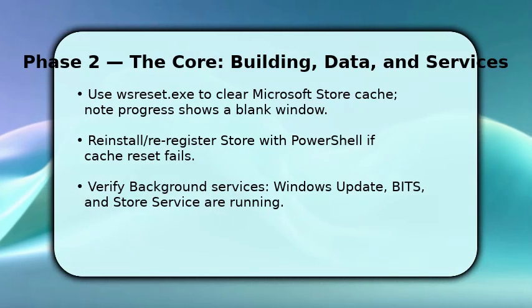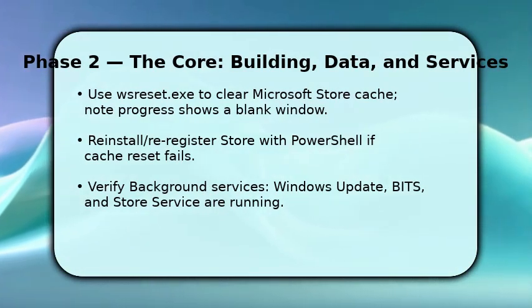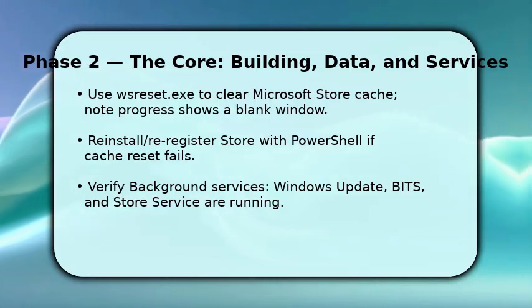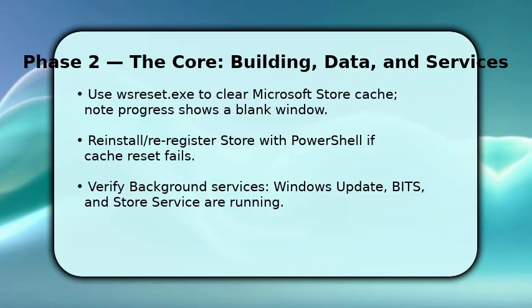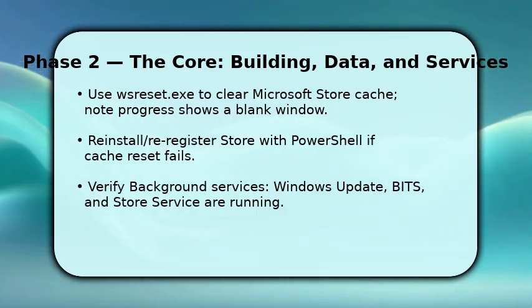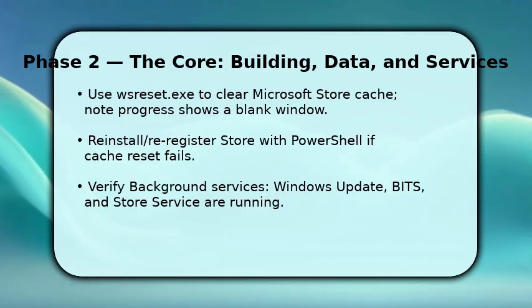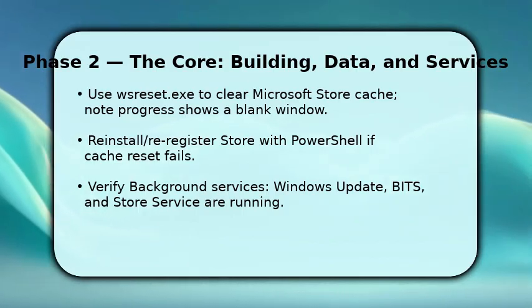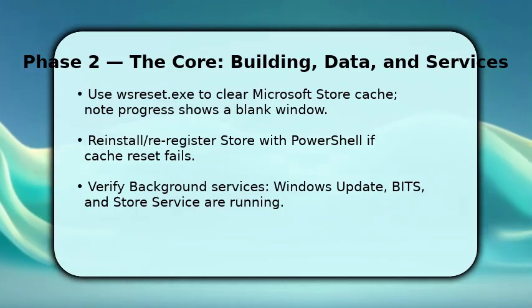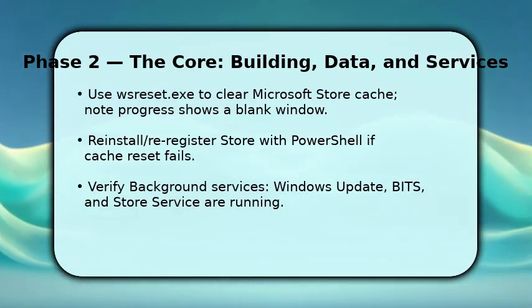Once network basics are clean, target the store. Run WSReset.exe to clear its cache. This often fixes stuck downloads. If the store still misbehaves, re-register it. Open PowerShell as admin and run the Microsoft Store reinstallation command to repair app packages. This addresses corrupted app manifests. Make sure related services, Windows Update, Background Intelligent Transfer Service, and the Store Service are running because the store depends on them for package metadata and downloads.